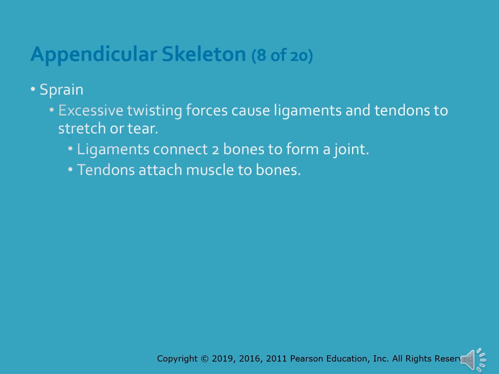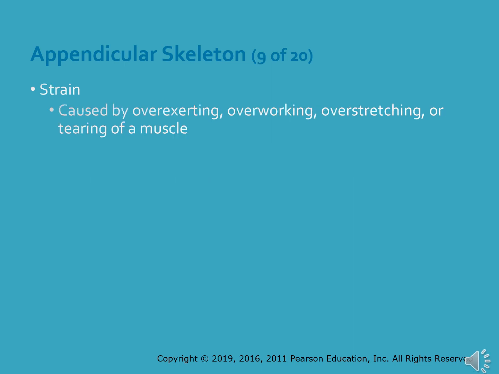A sprain, though tough, its fibrous tissues are called ligaments that hold together the bones that make up the joint. The tendons then attach the muscle to the bone, and then any excessive twisting forces can actually cause the ligaments and tendons to stretch, tear, and possibly resulting in a sprain type of an injury. A strain is caused by overexerting, overworking, overstretching, or tearing of a muscle.